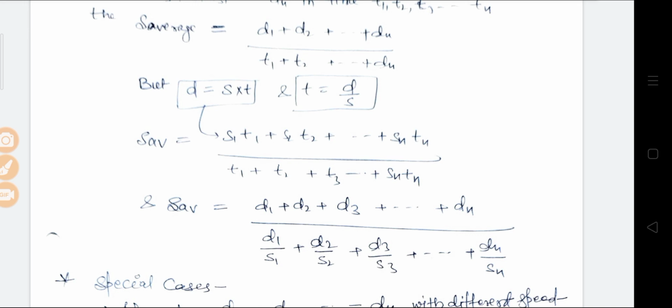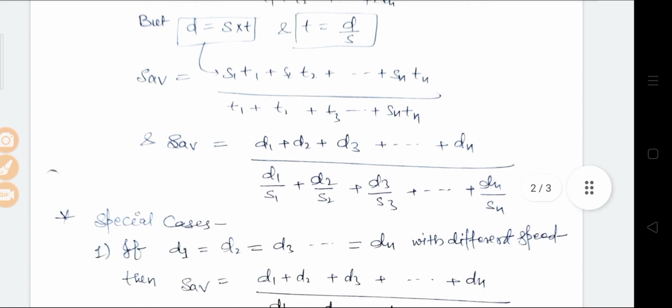Sorry, tn. Here mistakenly right. Now S average will be (d1 + d2 + d3 ... dn) upon (d1/s1 + d2/s2 + d3/s3 + ... dn/sn). So you can find it by using these two formulas. Which formula is applicable depends on the given values. If speed and time are given, then you can use the first formula, and if distance and speed are given, you can use the second formula to find out S average.